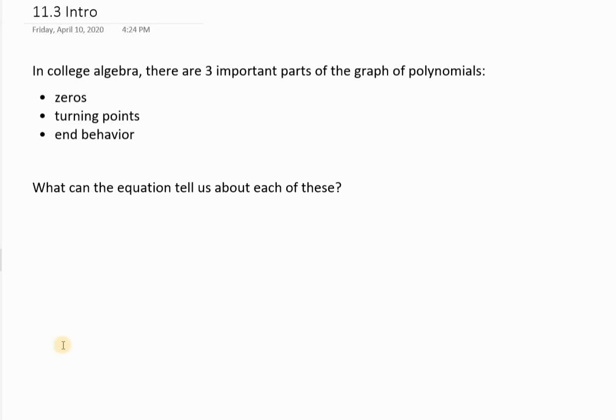Okay, we're going to be starting section 11.3, looking at graphs of polynomials. And in college algebra, there are three important parts of the graphs of polynomials that we're going to be looking at: the zeros, the turning points, and the end behavior. What can the equation tell us about each of these? So in this video, we're going to be looking at zeros, and in the next two videos, we're going to be looking at turning points and end behavior.